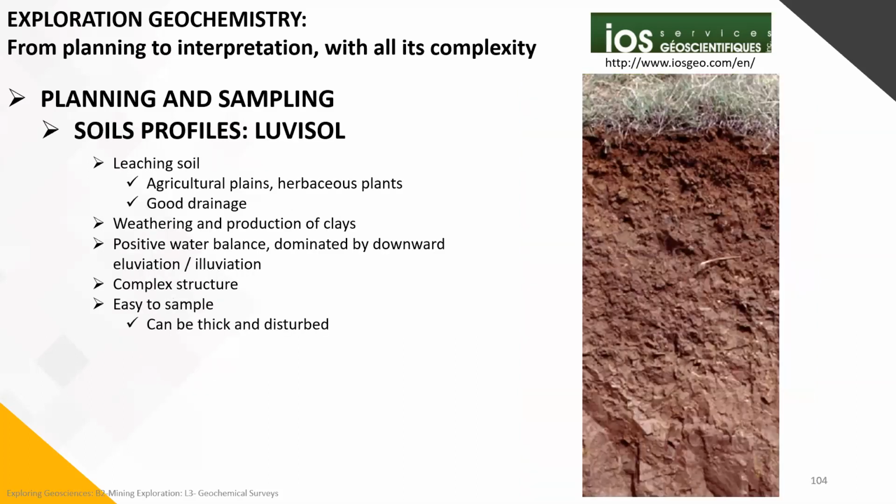The alluvial soil is a leaching soil, mainly within agricultural plains or fields, and they're just covered by herbaceous plants. They have good drainage, weathering and production of clays. They have a good positive water balance dominated by downward illuviation or eluviation water circulation. They have a complex structure, and they're pretty easy to sample and can be thick and disturbed.